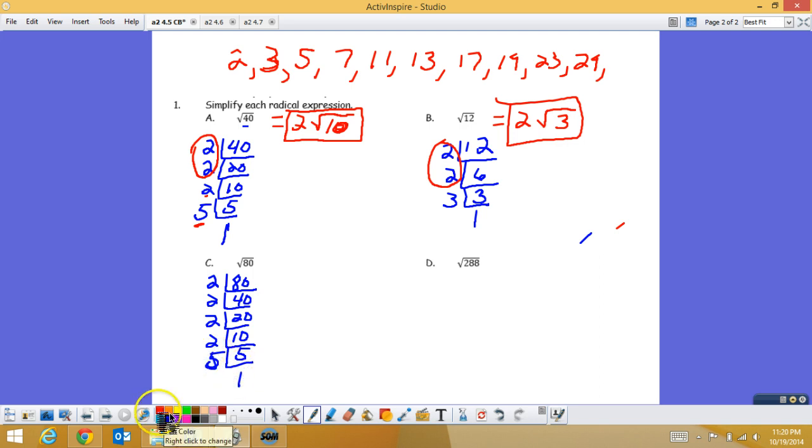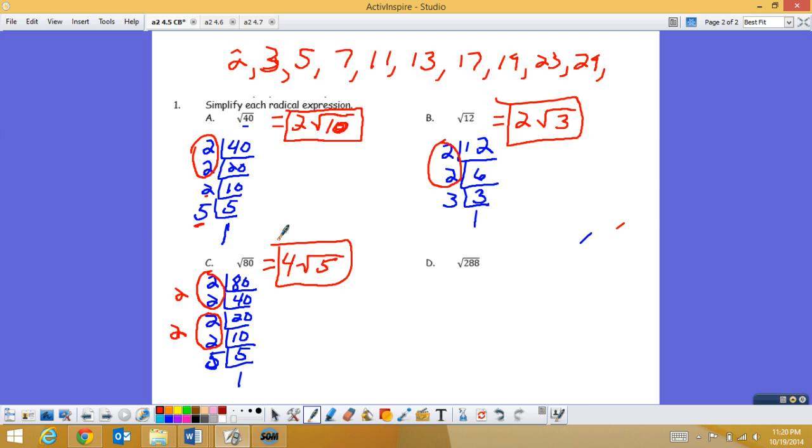So now I'm looking for pairs again. And I've got a pair of 2's here and a pair of 2's here. So I would bring a 2 outside for this pair and another 2 outside for this pair. What I do with those two 2's is I multiply them together. So 2 times 2 is 4 on the outside. And what's left inside are all those numbers that are not a part of a pair. Well, the only one that I have left over is 5. So it's 4 square root of 5.